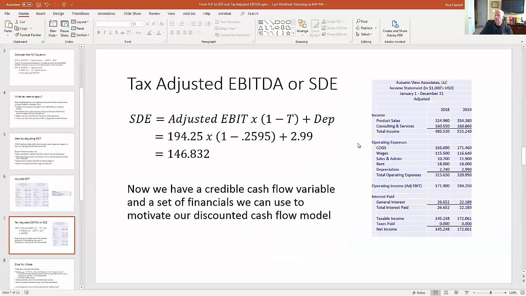So as we move on, we can look here and say, well, how is this tax-adjusted EBITDA or SDE? So what I've done is I've adjusted EBIT for seller's discretionary items, and that's giving me the adjusted EBIT. And then I take that adjusted EBIT times 1 minus the tax rate. I add back into it depreciation, and effectively I've created that tax-adjusted EBITDA. And in so doing, I then end up with a SDE of 146.83.